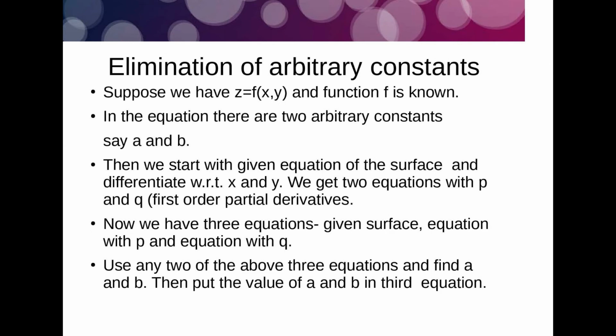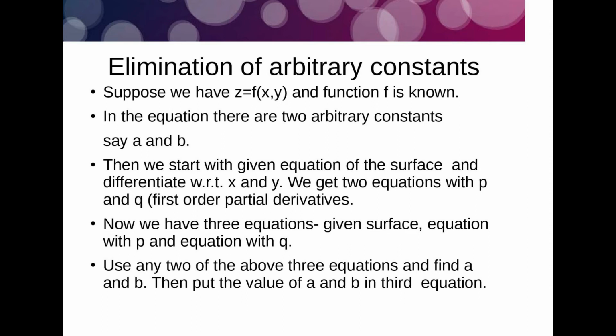Now the question is, why do we have this kind of relationship between the order of the differential equation and the number of arbitrary constants appearing in the equation of the surface? To understand this, consider z as a function of x and y. Here this function f is some known function, meaning a relation is given with x, y and some arbitrary constants. So assume that there are two arbitrary constants, say a and b.